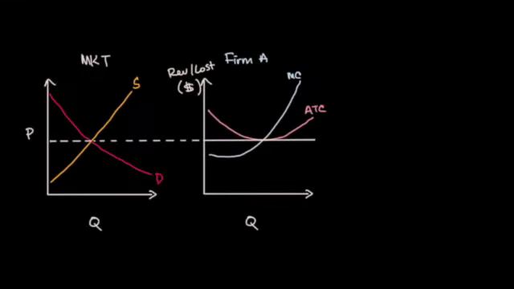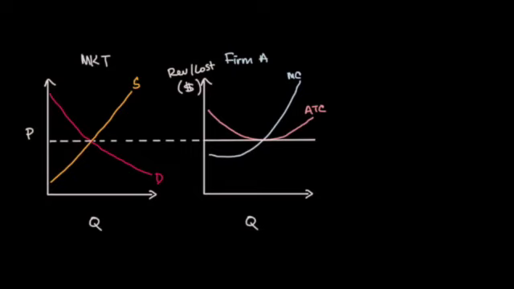All right, now let's dig a little bit more into analyzing perfectly competitive markets. And in particular, we're going to focus on the long run. And remember, the long run is the time span where firms can enter and exit the market. Or another way to think about it is, in the long run, fixed costs actually become variable.